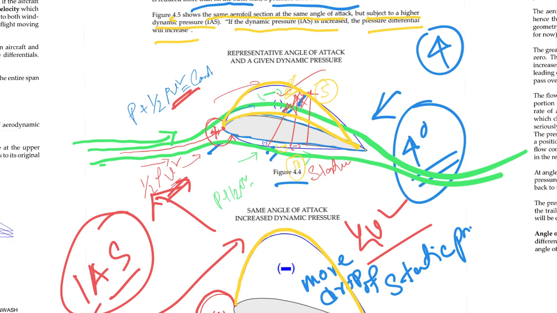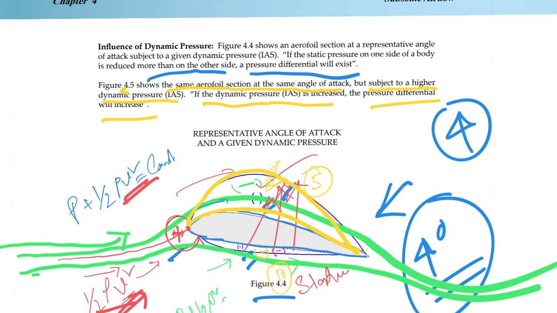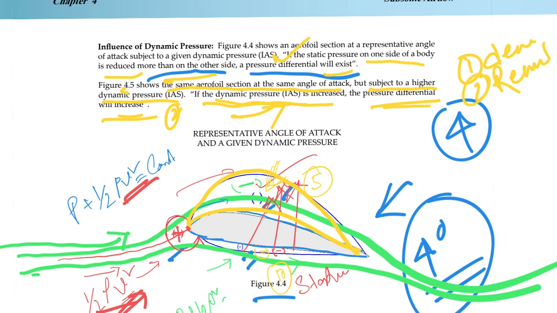These two lines you have to remember by heart. Okay, a lot of MCQ will come. If the static pressure on one side of the body is reduced more than the other side of the body, the pressure difference will exist. Number one. Number two, if the dynamic pressure is increased, the pressure difference will also increase. Your MCQ may come like this: if the dynamic pressure is increased, the pressure difference will, number one, decrease, number two, remain the same, number three, increase. Okay.